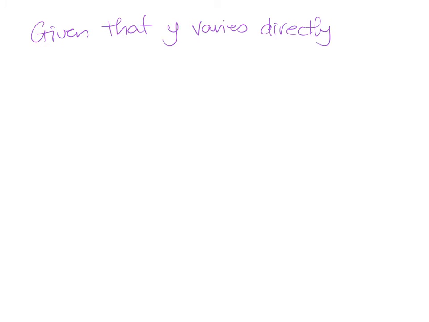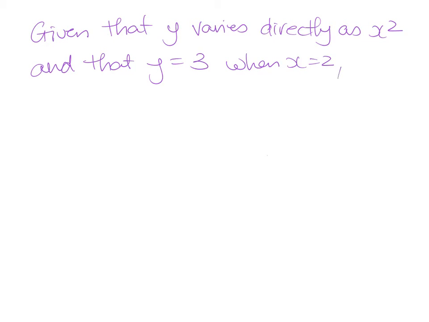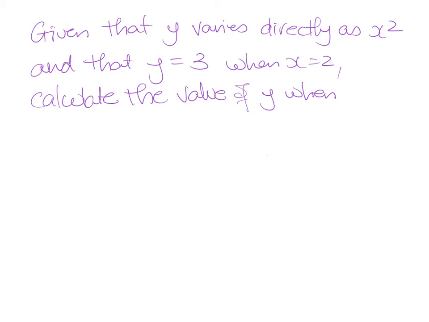Let us try another one. This one says, given that y varies directly as x squared and that y equal 3 when x equal 2, calculate the value of y when x equal 3.